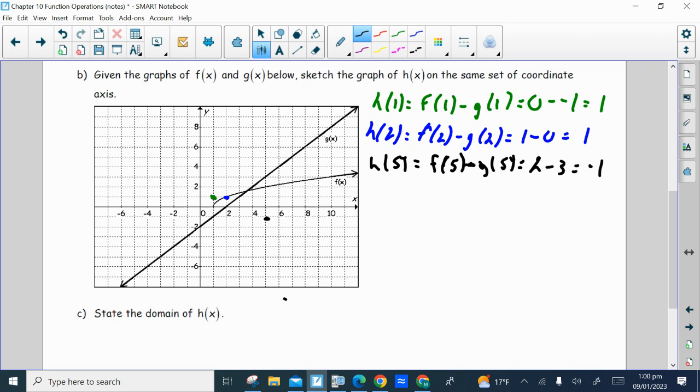Okay, so what's the next point we can use? Well, it looks like when x is 10, we can see what the value on f at x is. So let's do that as our last point. H at 10 would be f at 10 take away g at 10. So f at 10 appears to be positive 3. Take away g at 10, which is positive 8. So that gives us negative 5. 10 comma negative 5.